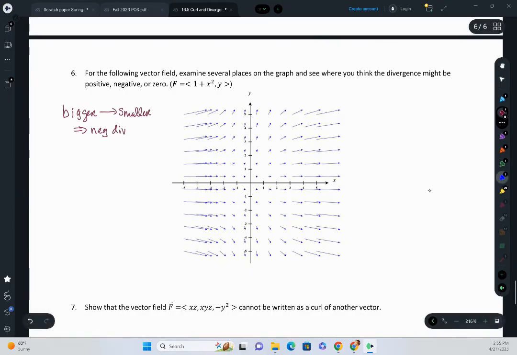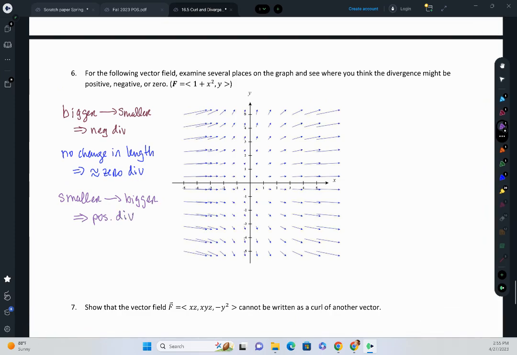If there is no change in length, that implies approximately, and I don't want to say equal, but it's approximately zero divergence. And then if we're going from smaller vectors to bigger vectors, then that means we've got a source, and so that's going to be positive divergence. Okay? So we're going to find all the positive and all the negative.